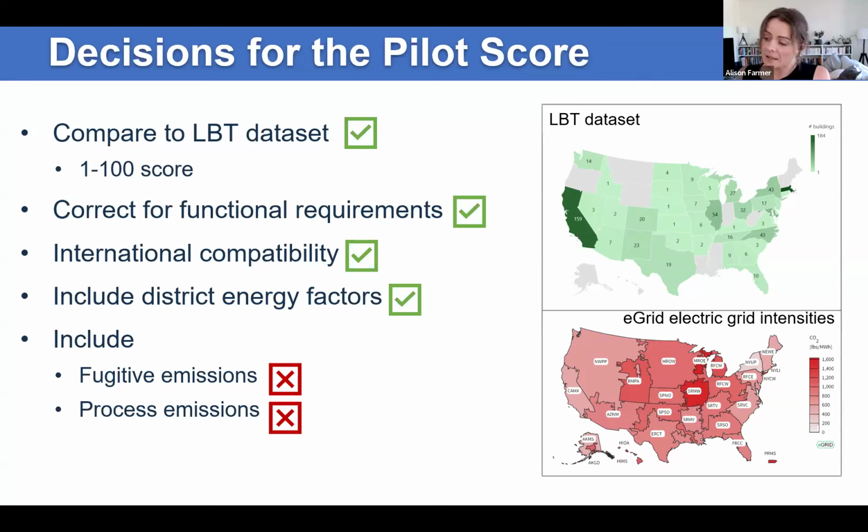At the same time as deciding that all of these things were required to be included, we also decided to not include some things in our first version of the tool. So these included non-energy emission sources, fugitive emissions, and process emissions. And that was largely because we don't have any data on those. So we can't do a statistical analysis on those. We'd love to include them in future. So we are now collecting them via the LBT, but they're not included in the score formulation.